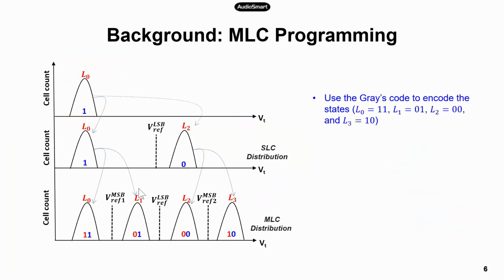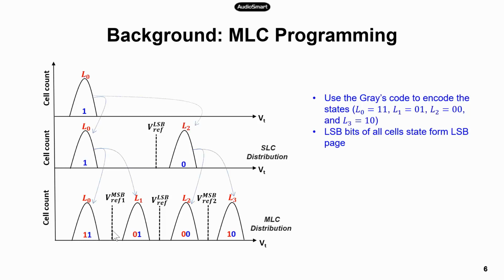This is the threshold voltage distribution of MLC flash memory. Gray code is used to encode the states. L0 represents 1, 1, L1 represents 0, 1, L2 represents 0, 0, and L3 represents 1, 0. The blue color here represents the LSB bits. The red color here represents the MSB bits.